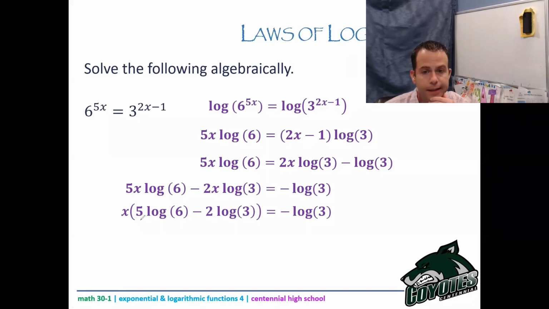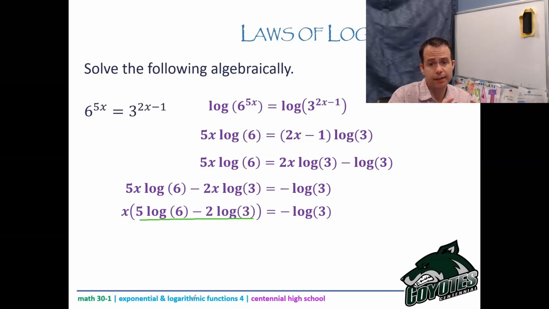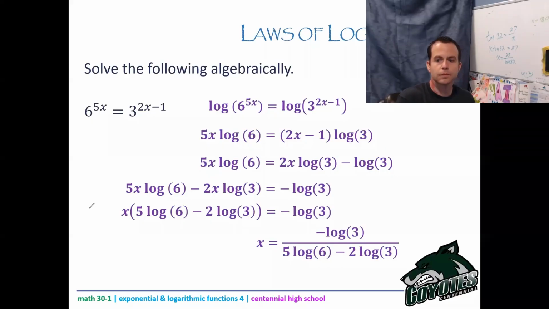Yes, this is a messy pile here, but it's just a number. So this is just a number times x. If I want x all by itself, I divide both sides by that number. When I do that, I end up with x equals negative log 3 divided by 5 log 6 minus 2 log 3. Now, if you were looking for an exact value answer, you're done.